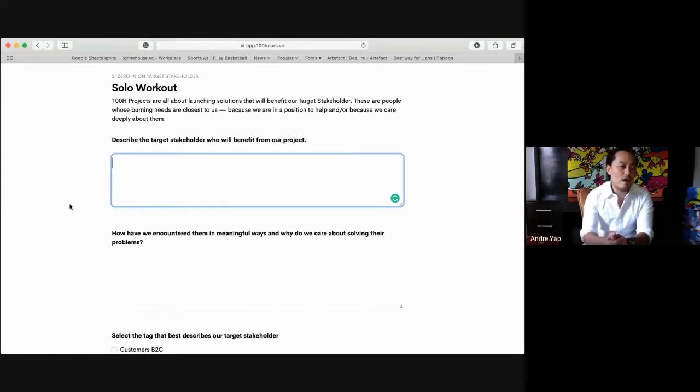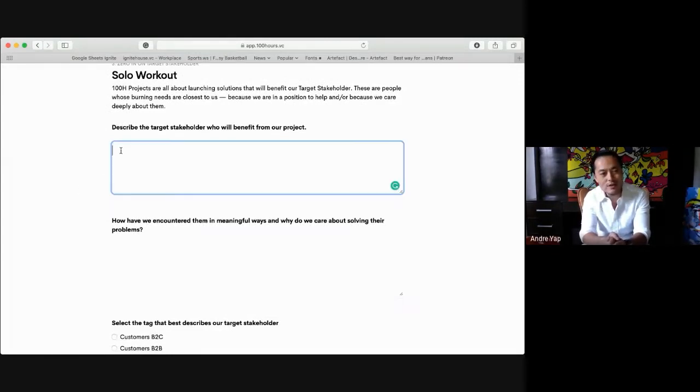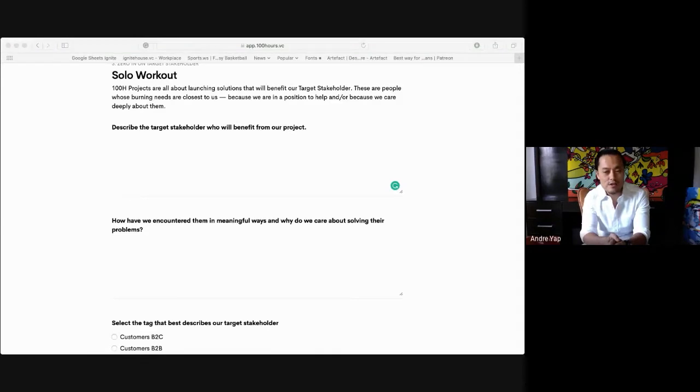The questions are, number 1, describe the target stakeholder who will benefit from your project, from your rocket ship. How have you encountered them in meaningful ways, and why do you care about solving their problems? So those are basically the 2 questions. We are going to give each other 3 minutes. There's a timer that's going to go on, and then we're going to do a peer exchange. So again, let your imagination, both your heart and your mind, soar, and answer this for yourself.